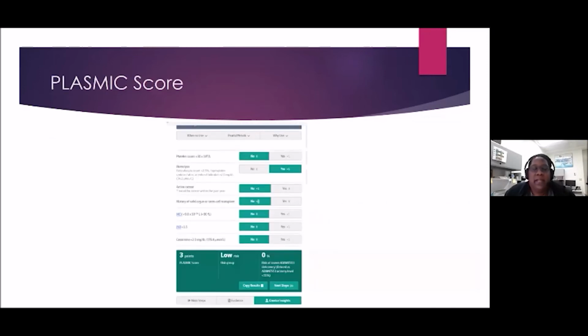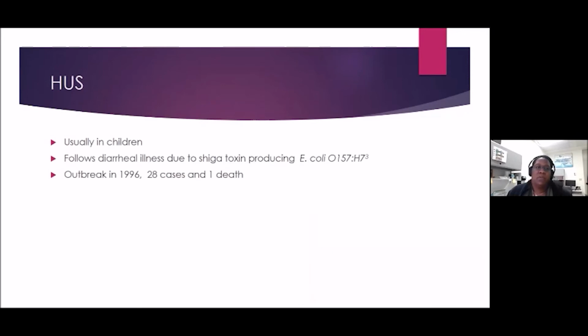So I calculated this child's PLASMIC score, and it was 3. And so he has a low risk of having a severe ADAMTS13 deficiency. Actually, 0%. So this is pretty obvious. This is a case of hemolytic uremic syndrome.